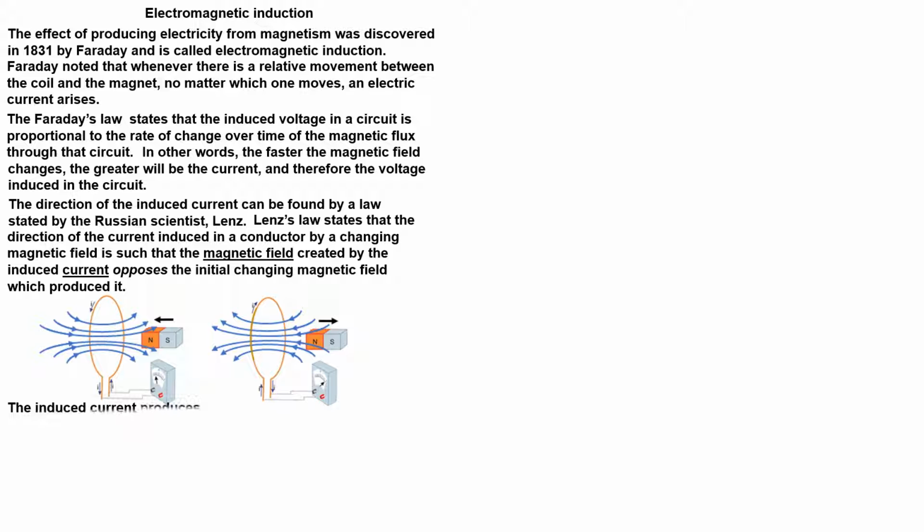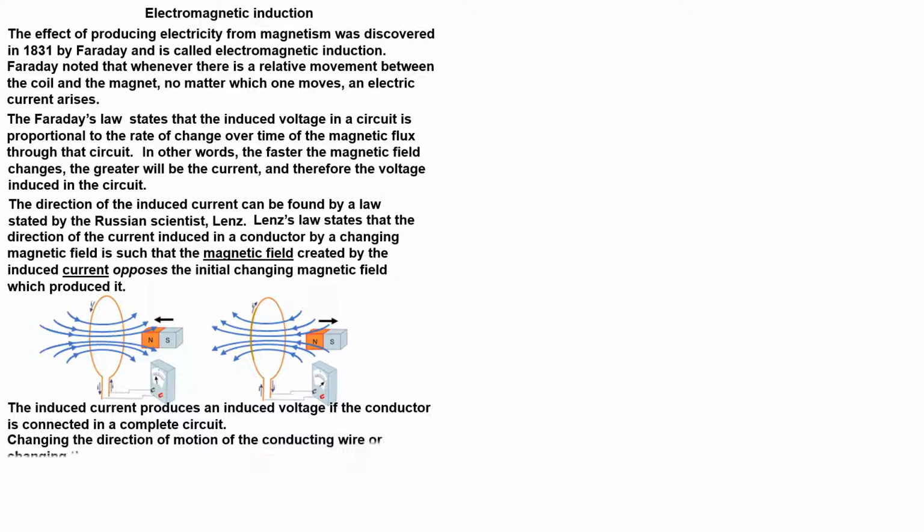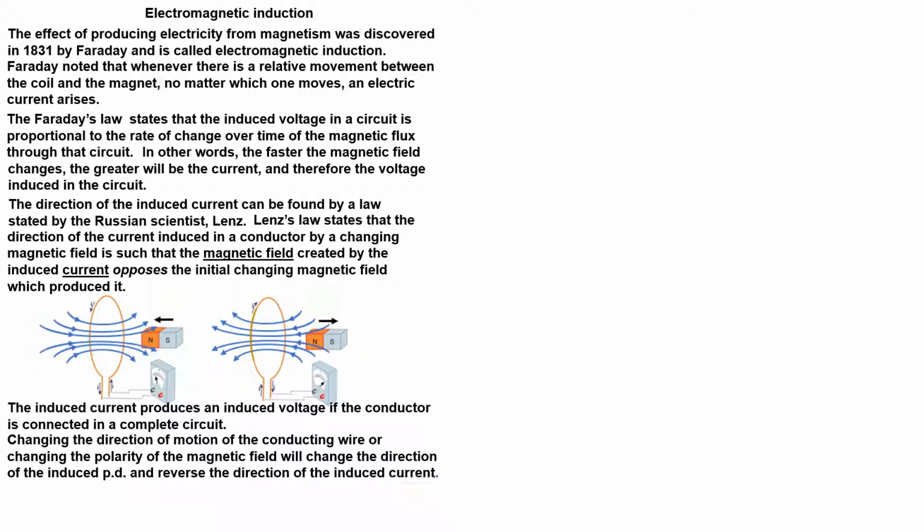The induced current produces an induced voltage if the conductor is connected in a complete circuit. Changing the direction of motion of the conducting wire or changing the polarity of the magnetic field will change the direction of the induced PD and reverse the direction of the induced current. Inducing a PD or a current in this way is called the generator effect, because this is how we generate electricity.